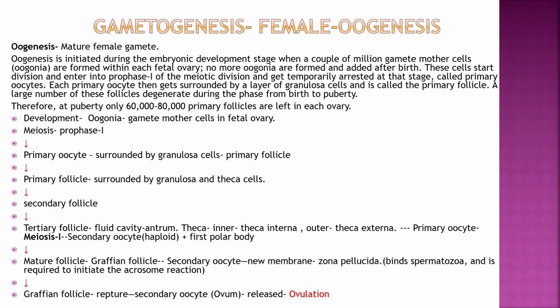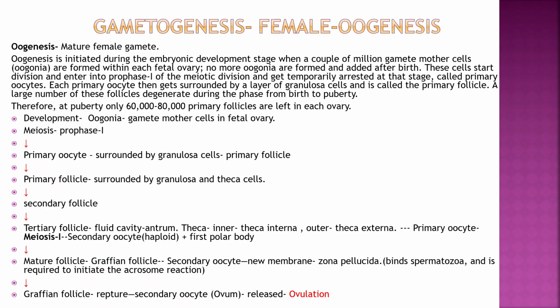Now let's study gametogenesis in females, which is called oogenesis. Oogenesis is the mature female gamete formation. It is initiated during the embryonic development stage when a couple of million gamete mother cells, that is oogonia, are formed within each fetal ovary.